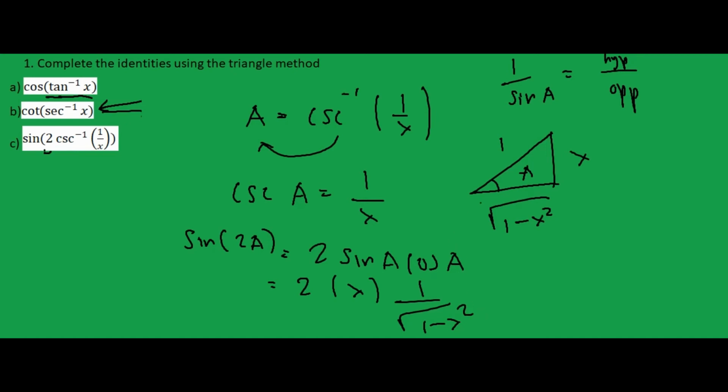Wait a minute. Sorry, I just mistook something. Let me erase it. Cosine is adjacent over hypotenuse, which is the square root of 1 minus x squared over 1. So that leaves us with 2x times the square root of 1 minus x squared. So this is the final answer for this question.